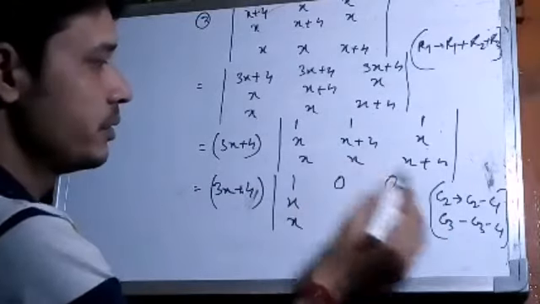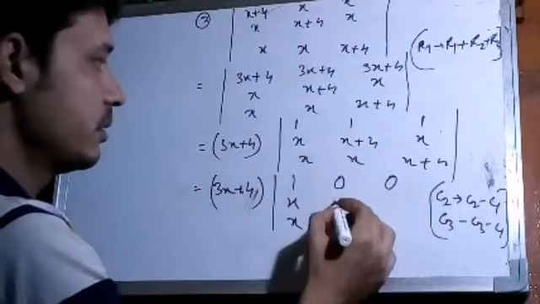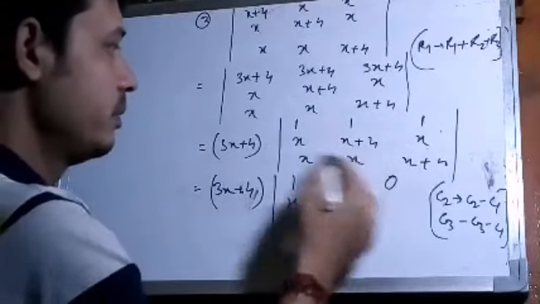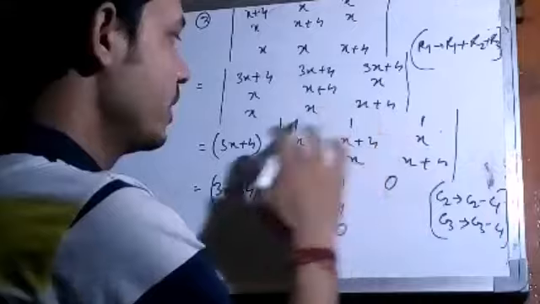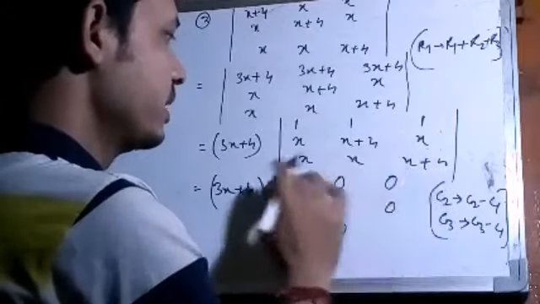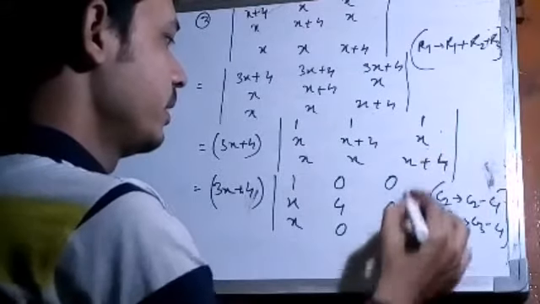So what will be C2? C2 operating C2 minus C1. So this will be 4 and this will be x minus x, 0. Now this one, C3 operating C3 minus C1. So 0, x plus 4 minus x, this will be 4.